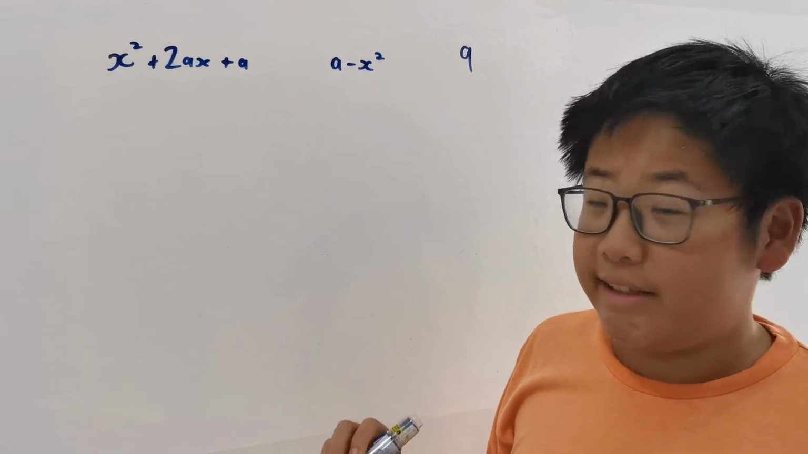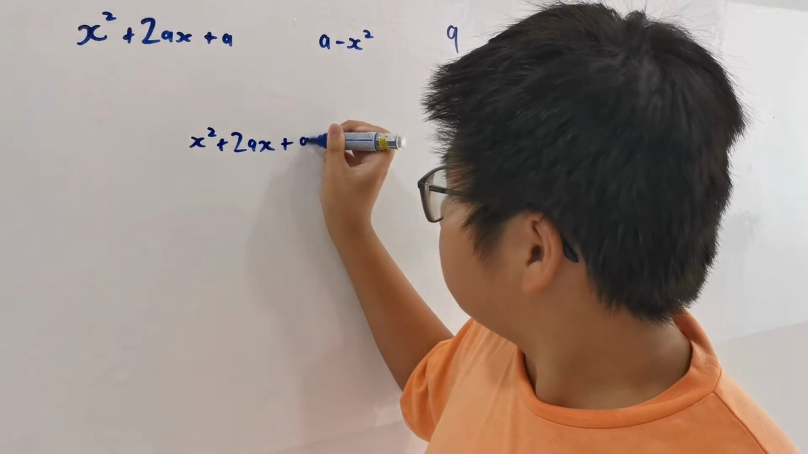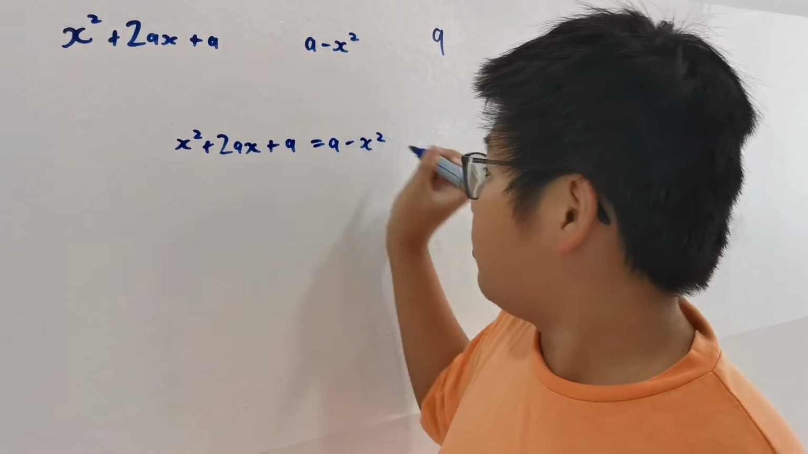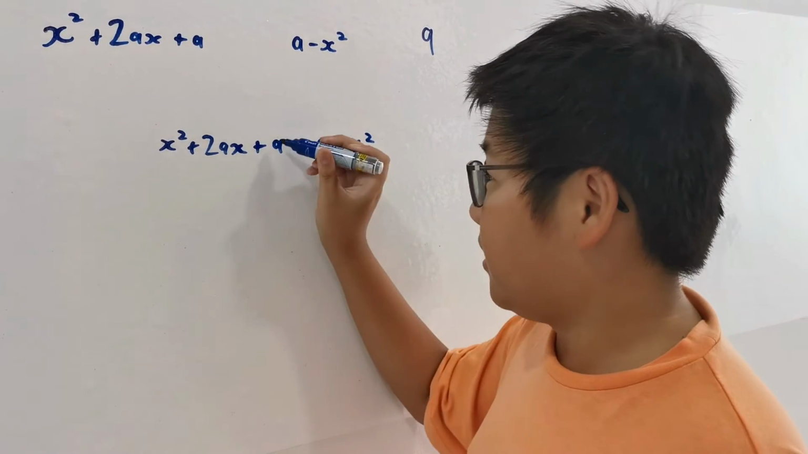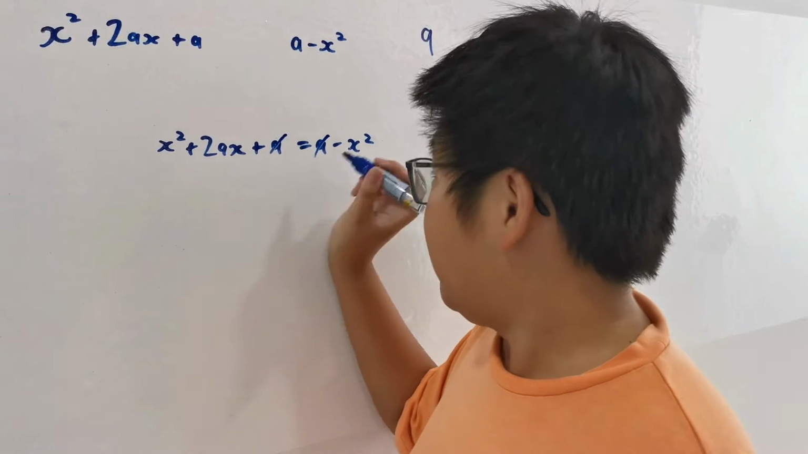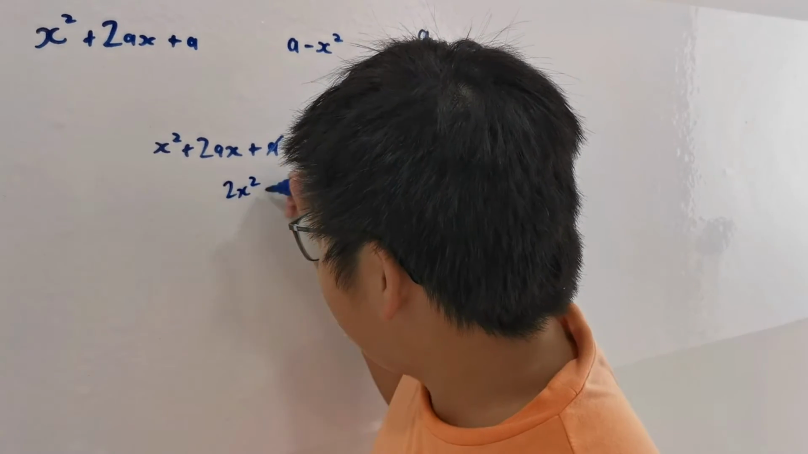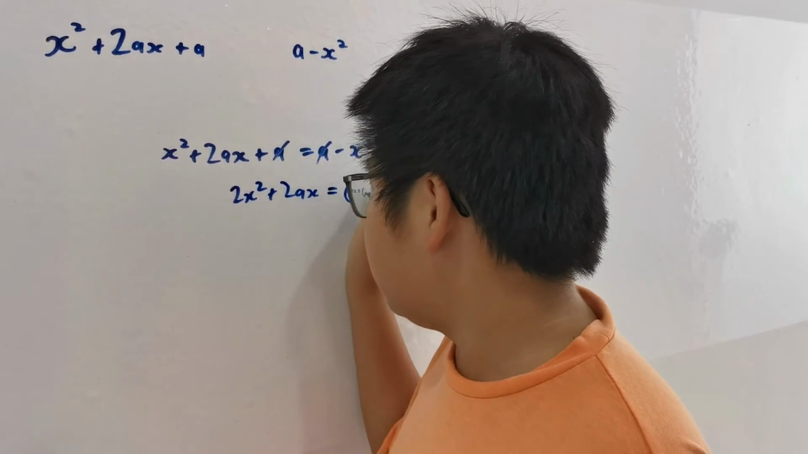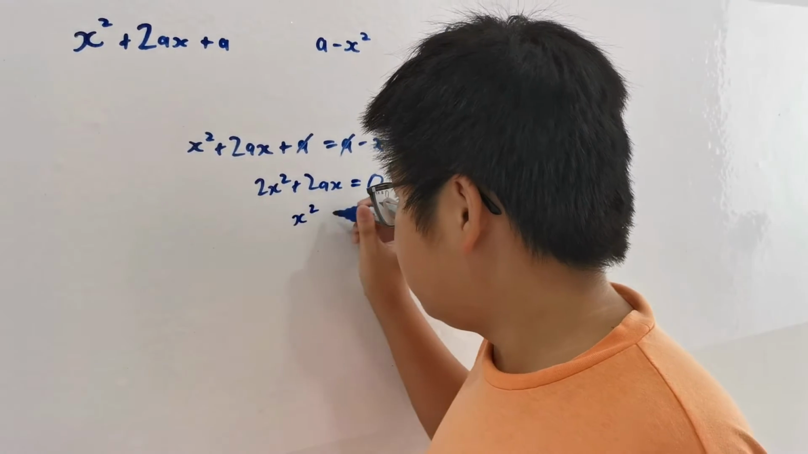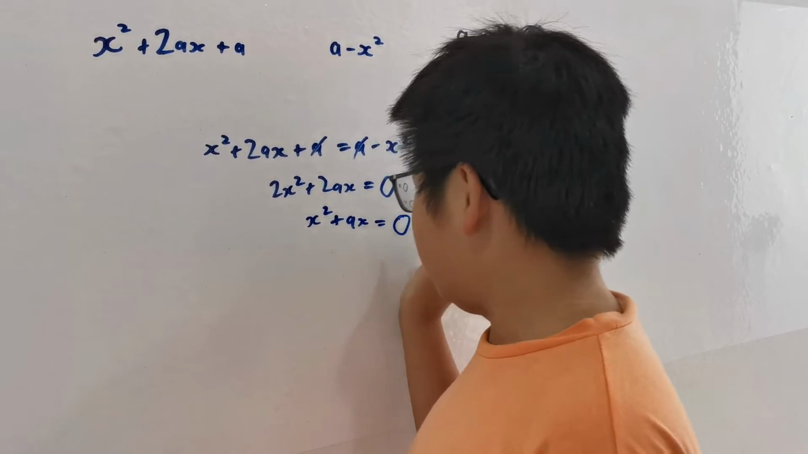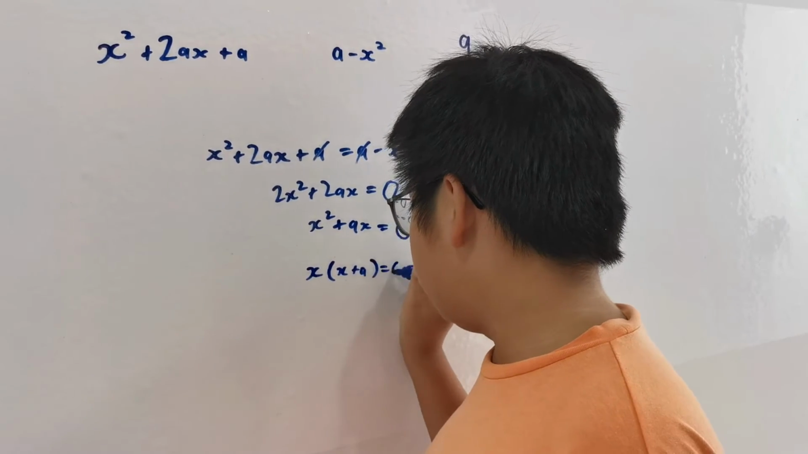Now, first we'll find the intersections. We bring the like terms together, because since there are A's on both sides, we can discard them. So this minus can be turned into a plus: 2x squared plus 2ax equals 0. Since it's 0, we can take off both 2's. It's called a method of simplification. We can factorize it into x times x plus a equals 0.